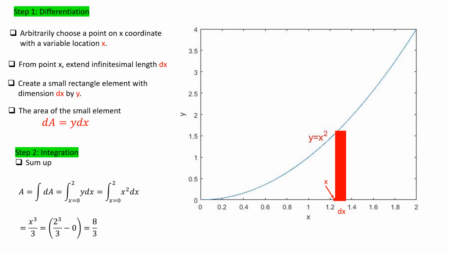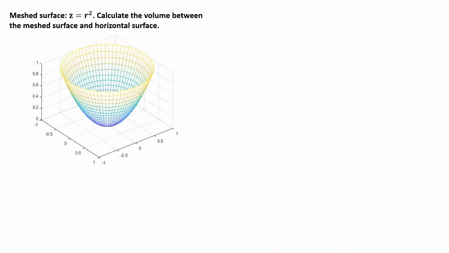Now, to help you better understand this, we look at a double integral problem. In this case, we have a mesh surface. The height of the surface in coordinate z equals r squared, where r is the radius in polar coordinates. The problem is to calculate the volume formed between the mesh surface and the horizontal surface.